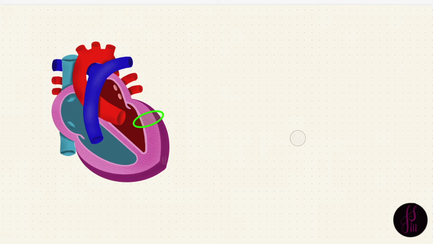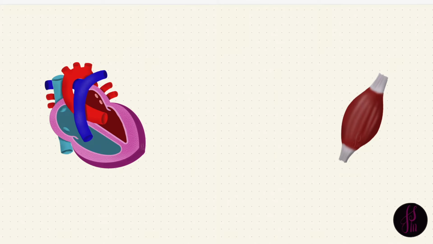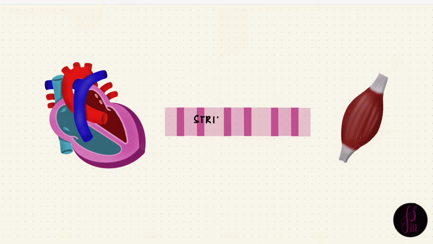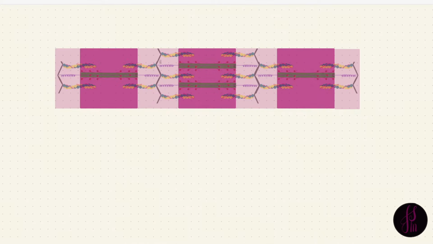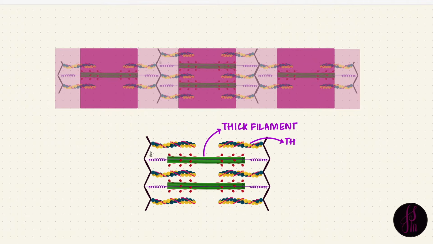Skeletal and cardiac muscle are similar, but of course they've got their differences. Both skeletal and cardiac muscle are striated. They've got cross striations versus smooth muscle, which doesn't. The cross striations are because of the regular arrangement of thick and thin filaments in the sarcomeres. So both skeletal and cardiac muscle have this.